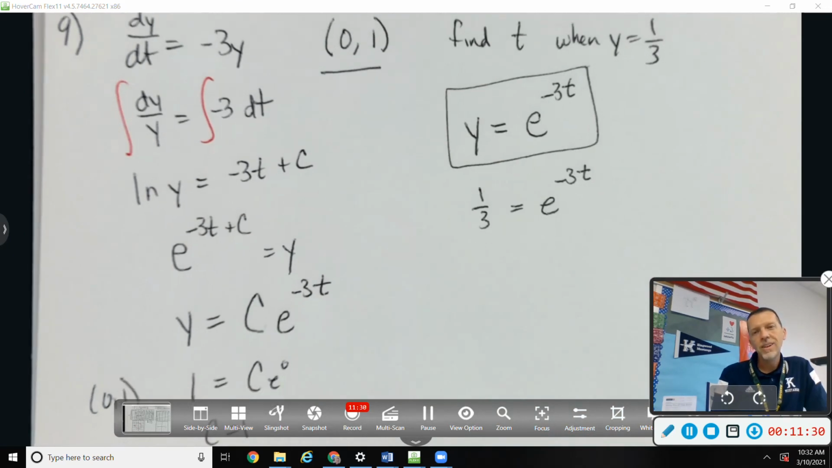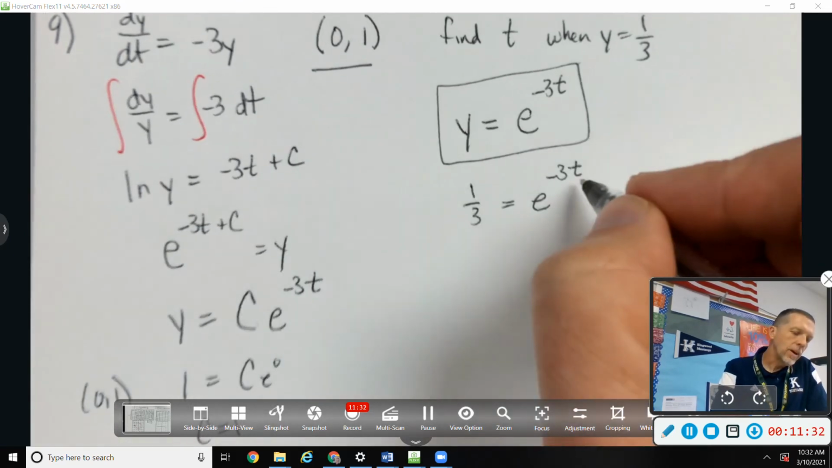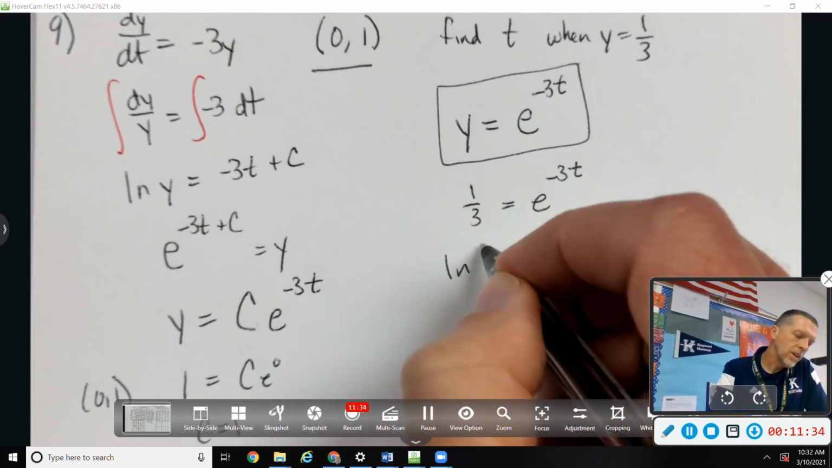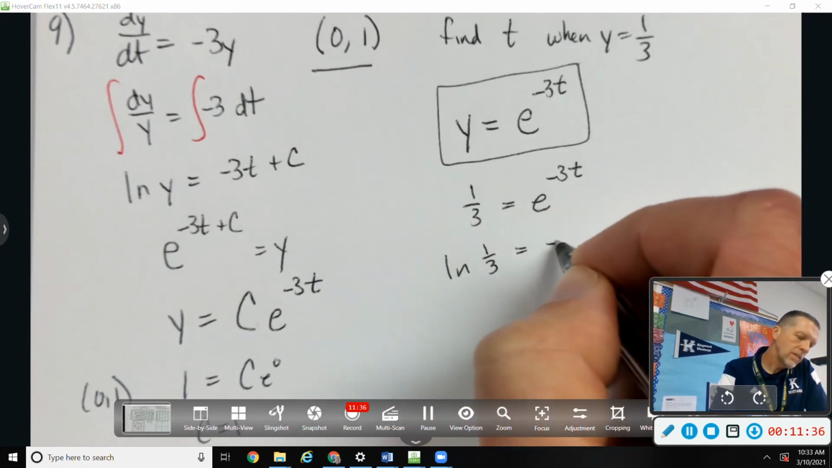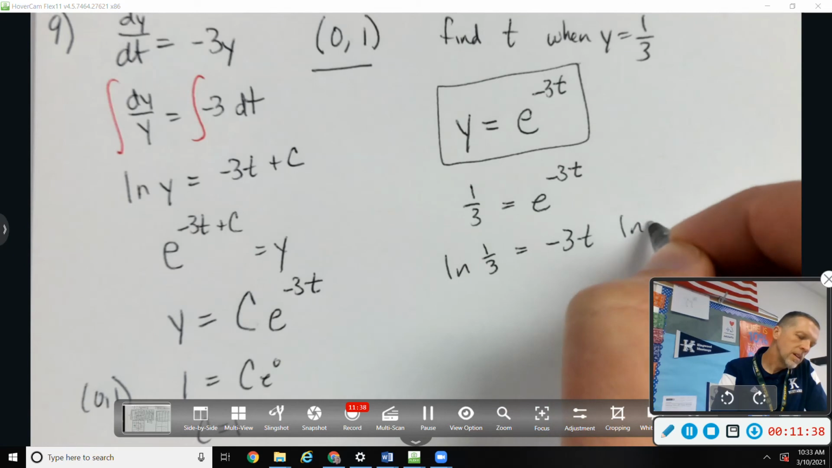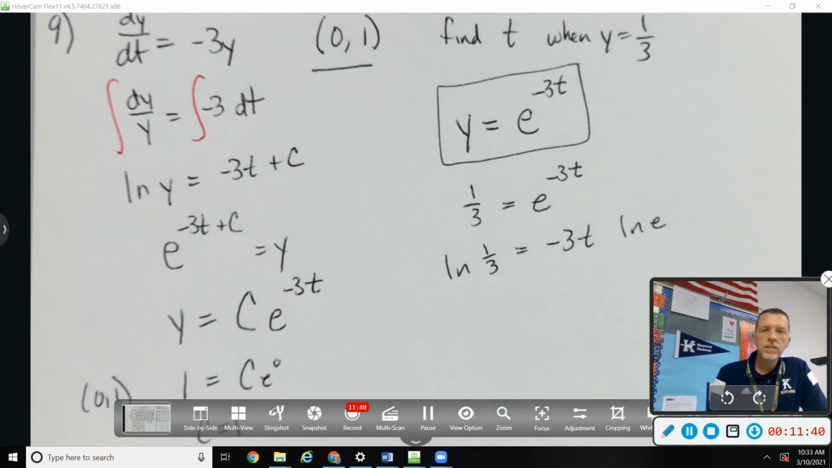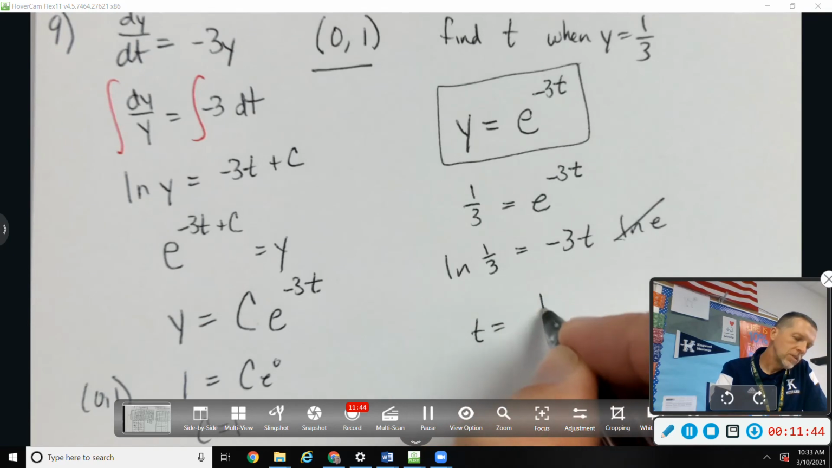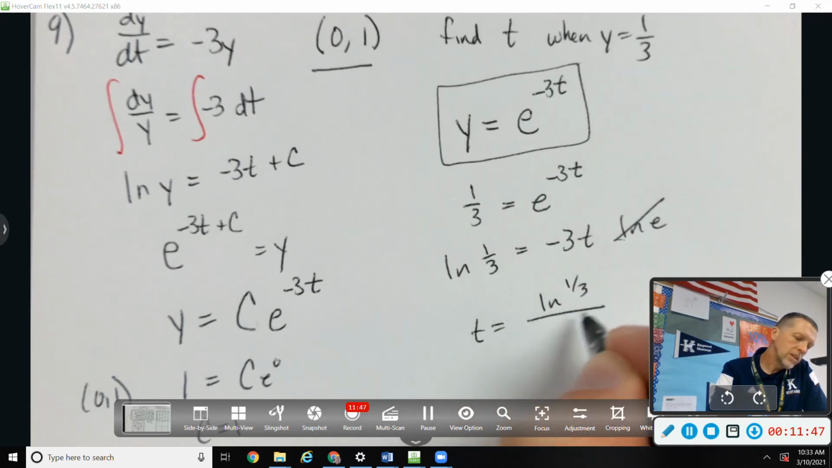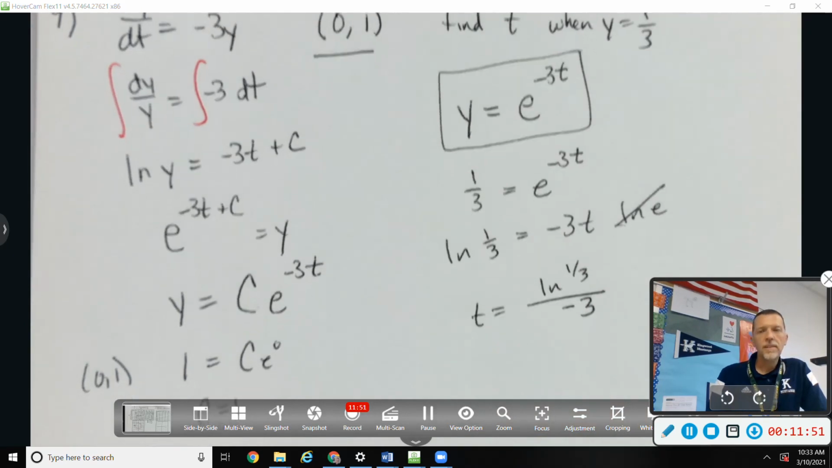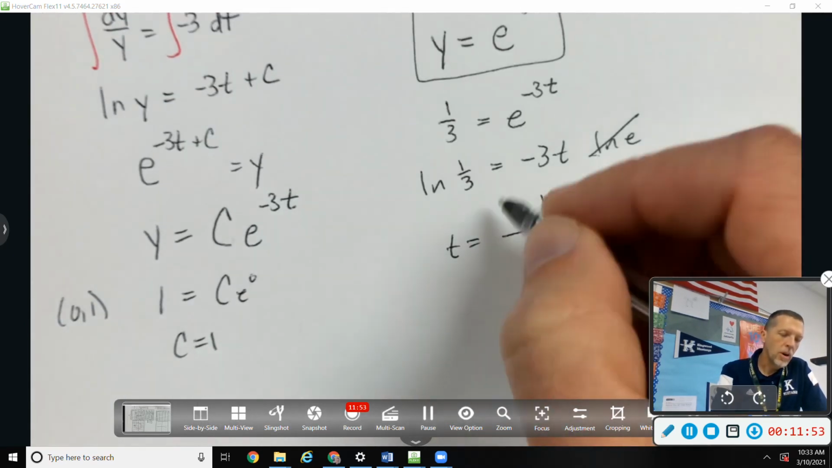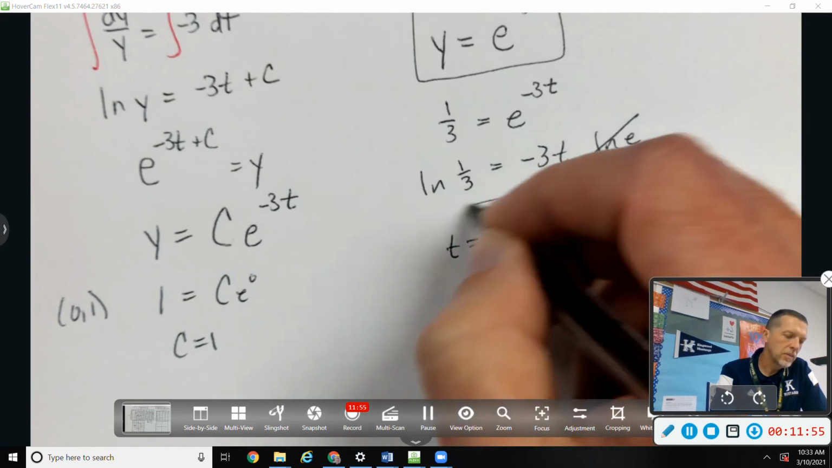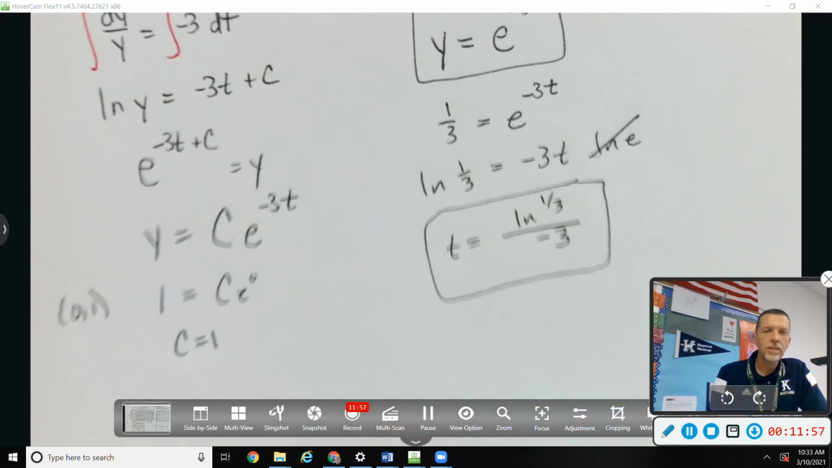Ugh, logs again. Because the way I'm going to get that out of the exponent is to log both sides. Natural log of e is 1. So t equals natural log of 1/3 over negative 3. And there's probably some properties of logs I could do with the negatives, but let's just leave it alone and call it good.